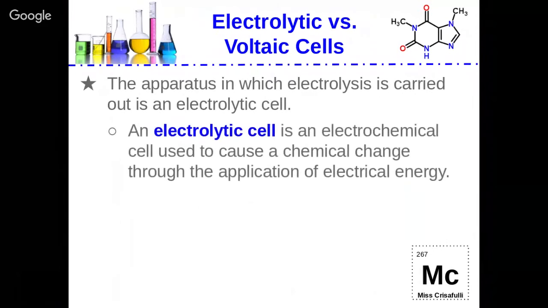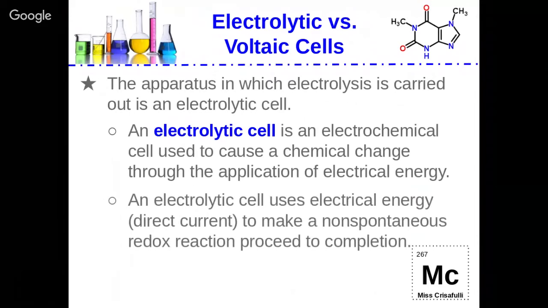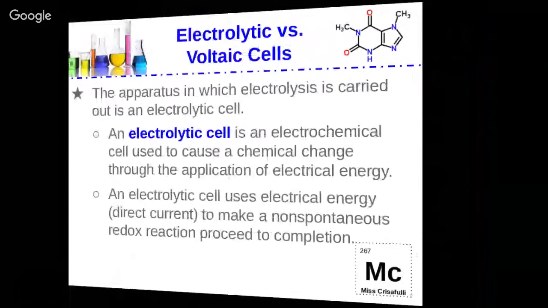An electrolytic cell is an electrochemical cell used to cause a chemical change through the application of electrical energy. An electrolytic cell uses electrical energy or a direct current to make a non-spontaneous redox reaction proceed to completion.